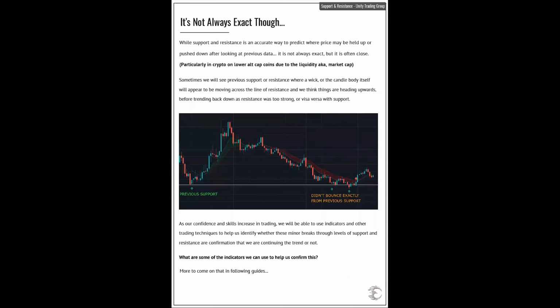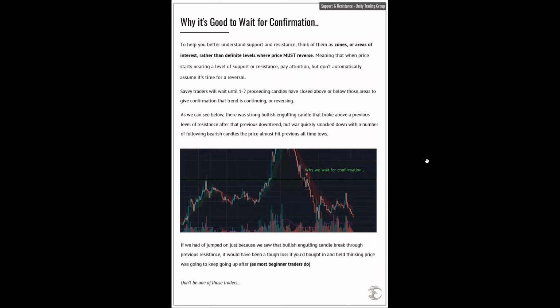So as our confidence and skills increase in trading, we will be able to use indicators and other trading techniques to help us identify whether these minor breaks through levels of support and resistance are confirmation that we're continuing the trend or not. So why it's good to wait for confirmation.